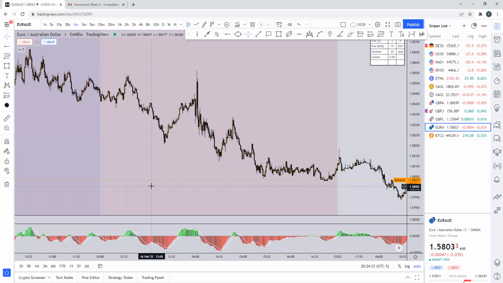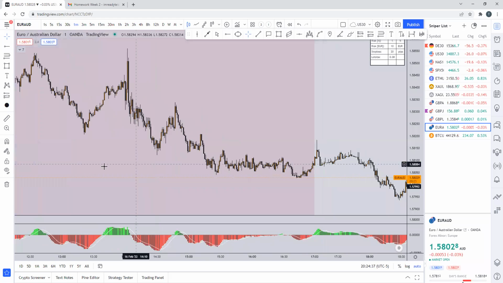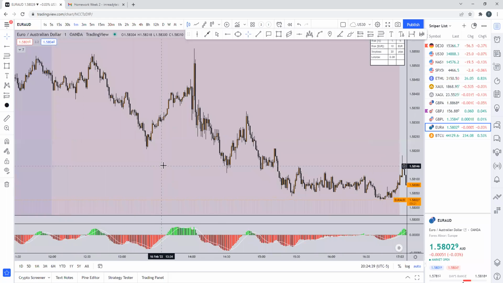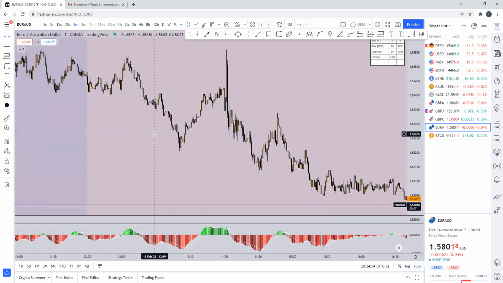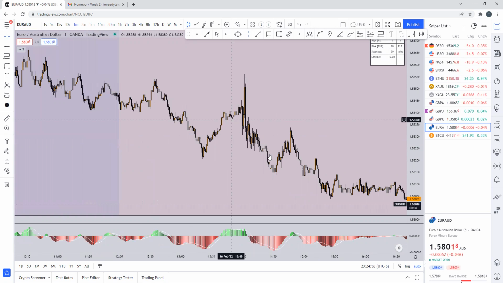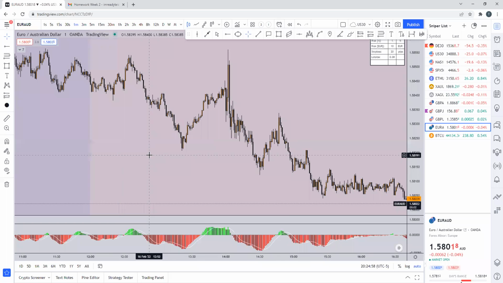You have any of the consolidated areas that you see being built up. You see any of the imbalances. All of that is liquidity. All of that is pools of money sitting on the table. So what we want to do is utilize this to be patient and wait until we see some liquidity taken out from the top or the bottom. In this case, because we're dropping, we want to see it taken out at the top.